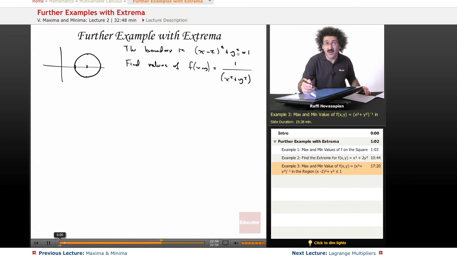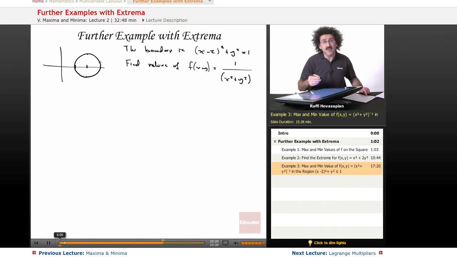The value of this function on this circle. This is a composite function. I need to be able to form f of g. This is g, this is f. I need to form the composite function. Okay, here's what I'm going to do. I'm going to parameterize this circle and express it as a function of one variable, t. So let's go ahead and parameterize this circle.